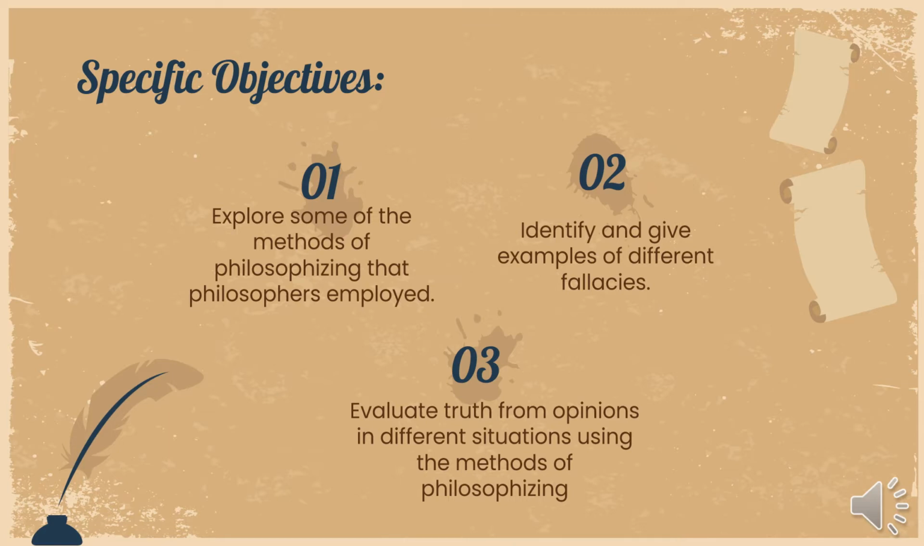For the specific objectives, number 1, explore some of the methods of philosophizing that philosophers employ. Number 2, identify and give examples of different fallacies. Number 3, evaluate truth from opinions in different situations using the methods of philosophizing.